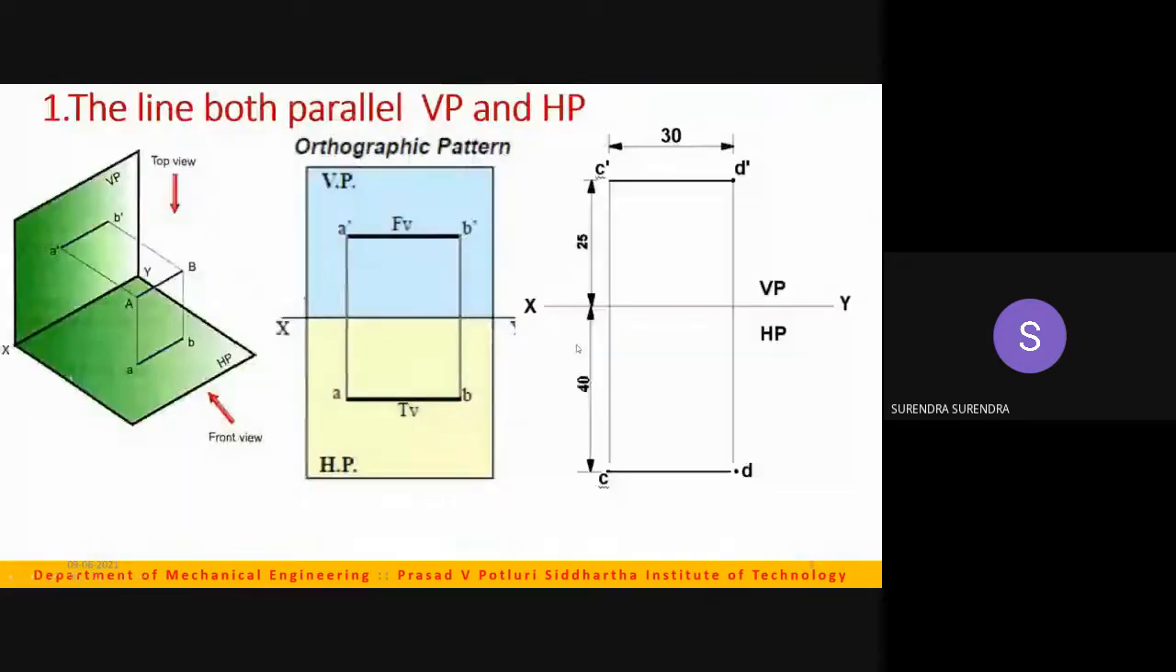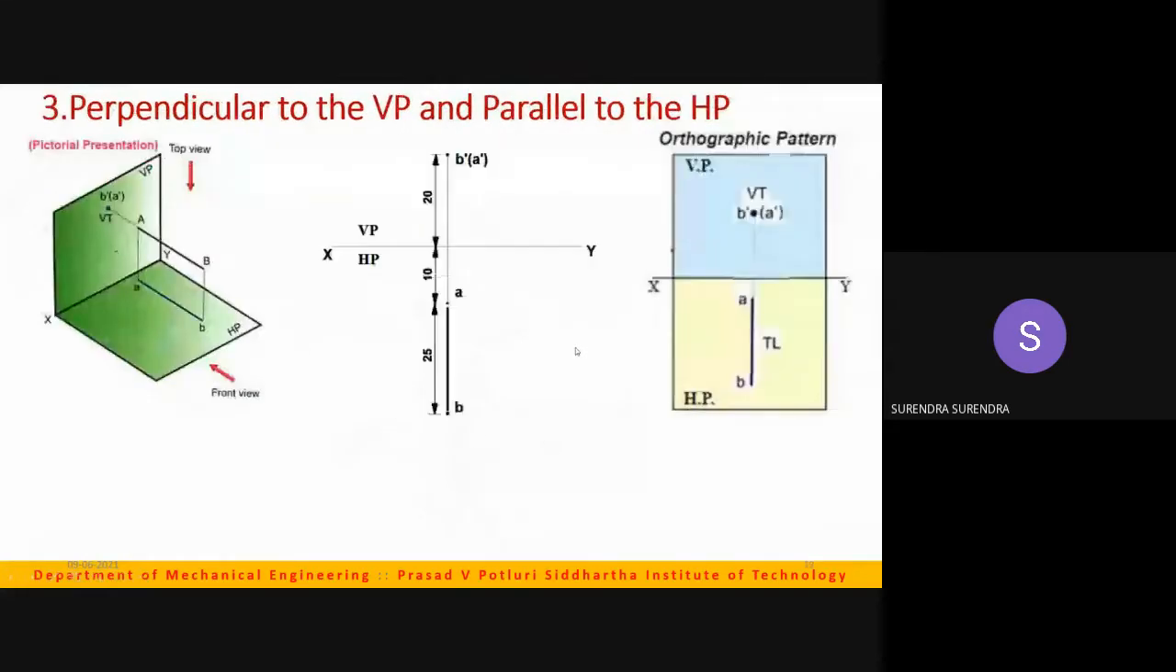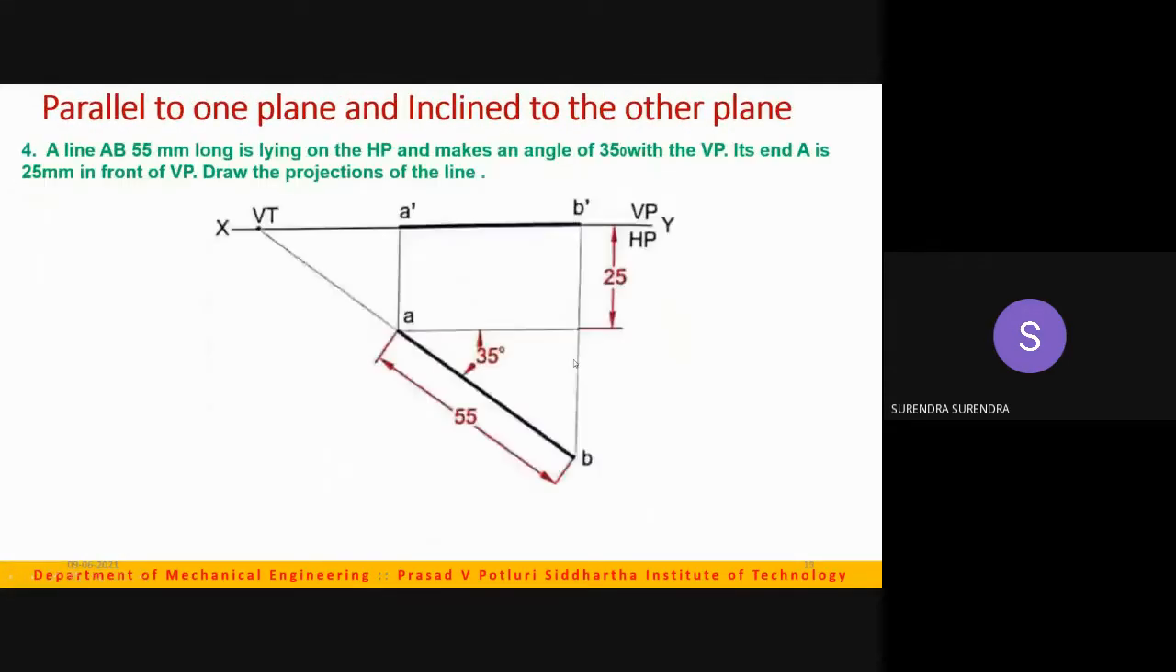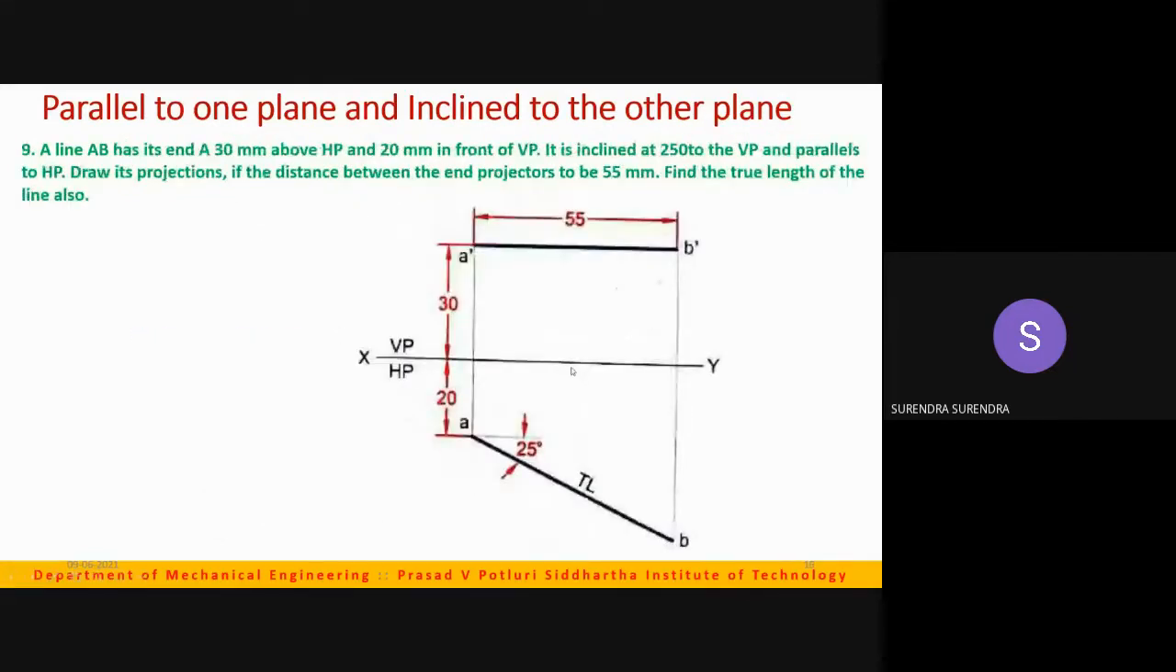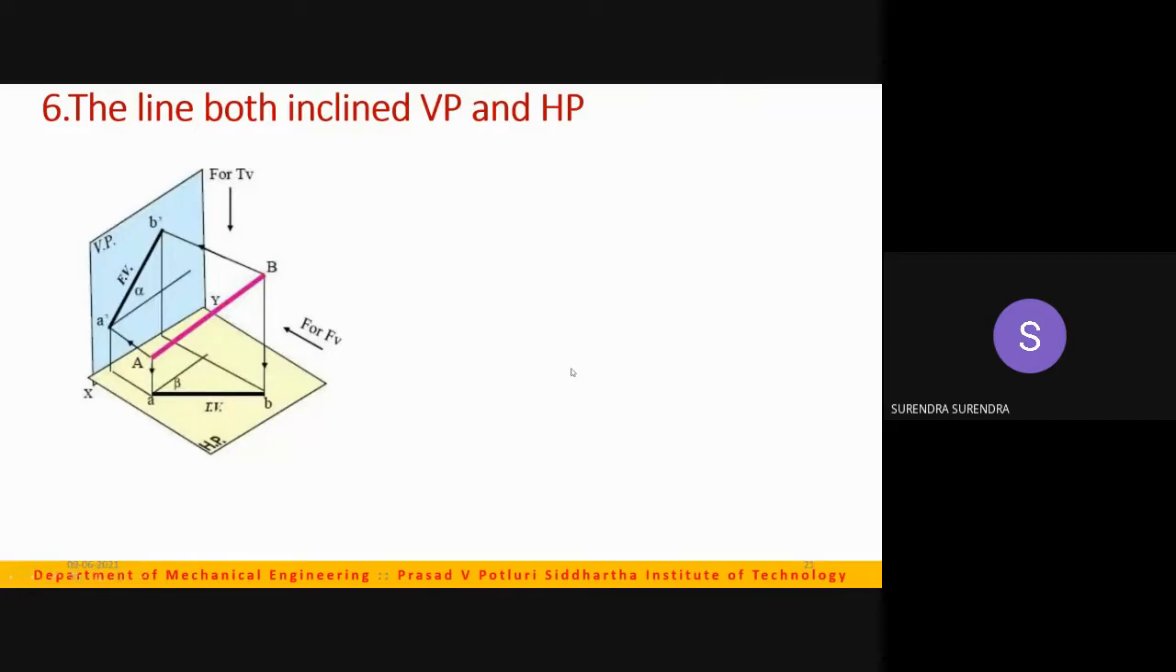So projections of lines we completed, when the line is inclined to horizontal plane and when the line is inclined to vertical plane. Now, when the line is inclined to both the planes, alpha and beta are the apparent lengths, what we can see after projection. Theta and phi are the true inclinations of the line with reference plane.